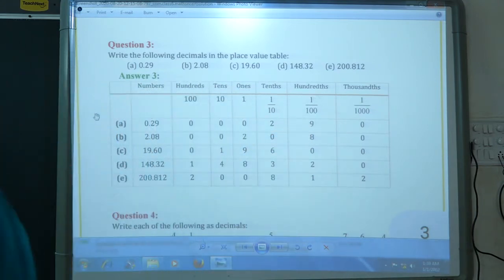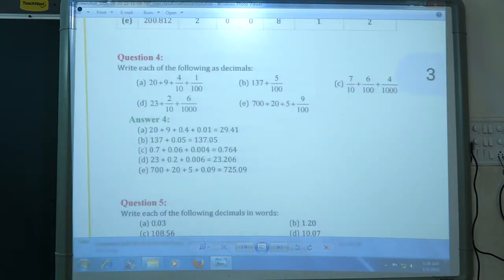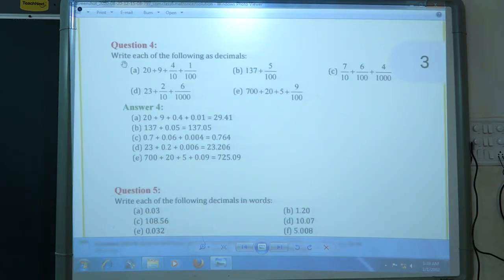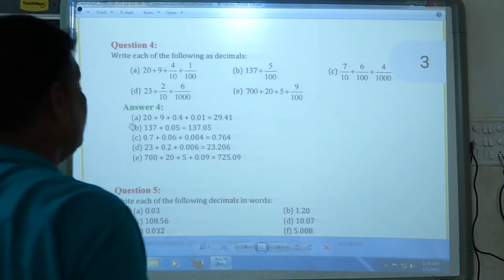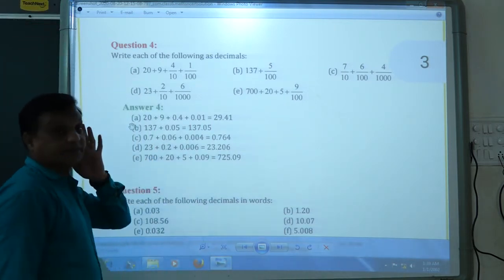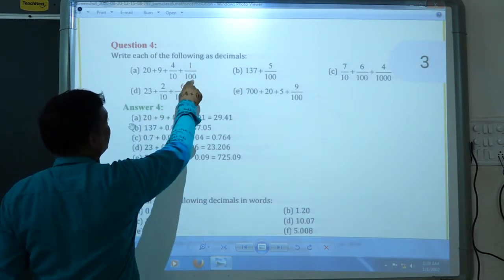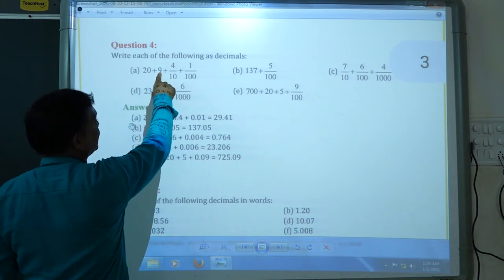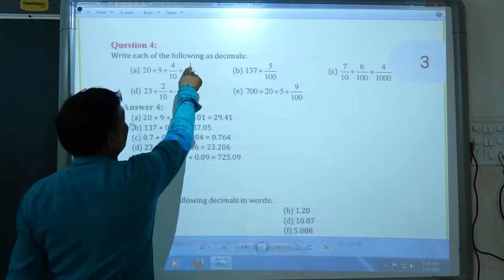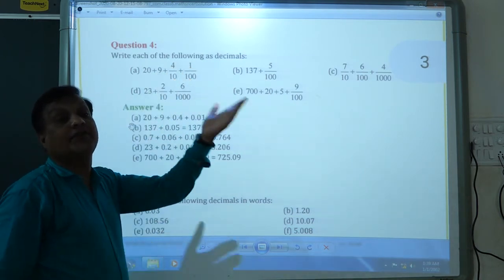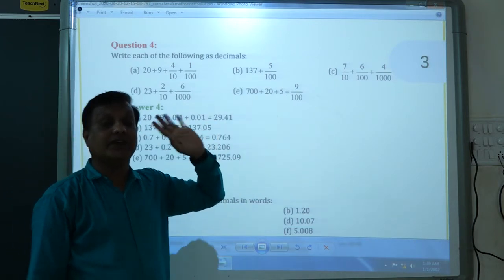Next. Question number 4. Write each of the following as a decimal. It is given in expanded form. You have to write it in decimal. So, this is 20 plus 9 plus 4 upon 10 plus 1 upon 100. 20 plus 9 is 29. As the fraction has started, it means it will come after the decimal point.